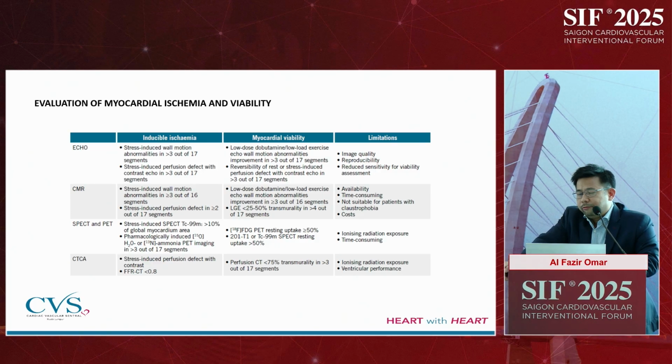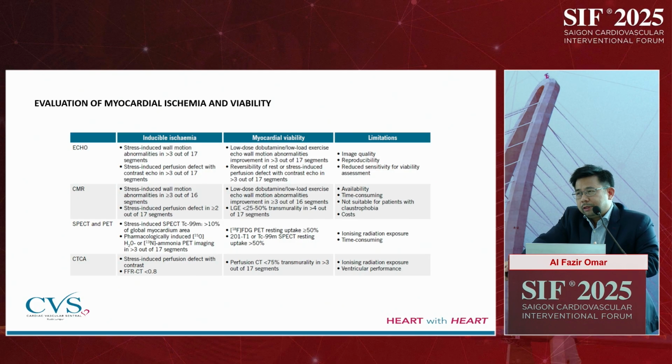So how do we evaluate for myocardial ischemia and viability? So in echocardiogram, stress-induced wall motion abnormality in 3 out of 17 segments indicates inducible ischemia. You can check also for myocardial viability as well, same. Then other parameters like MRI, again, stress-induced ischemia in 3 out of 16 segments, or stress-induced perfusion defect in 2 out of 17 segments.